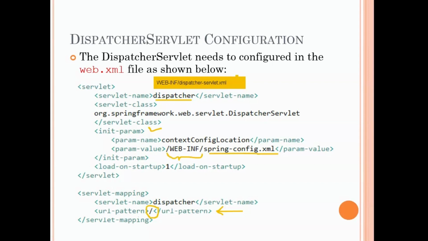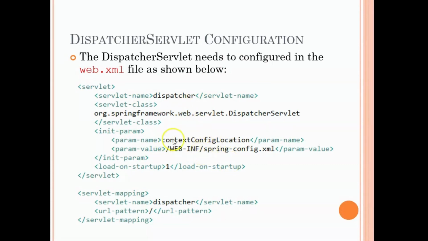So dispatcher-servlet. Why dispatcher? Because this is dispatcher here. That is why it has to be dispatcher. So that is how you need to name it: dispatcher-servlet, because the servlet name is dispatcher, as I said earlier. Sorry, I'm repeating it over and over again.